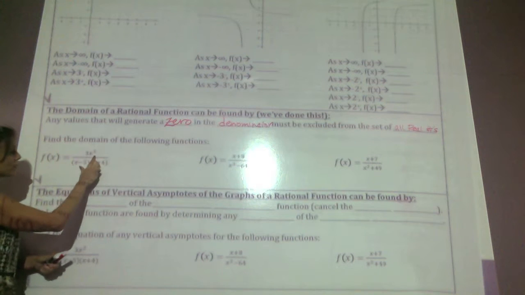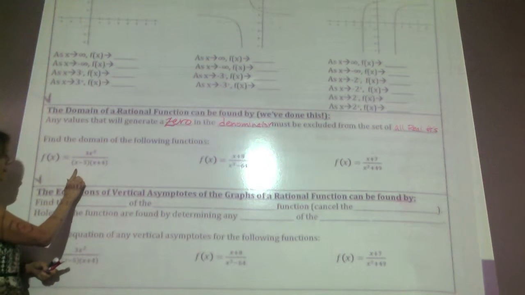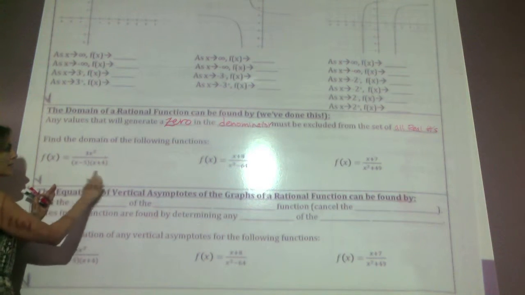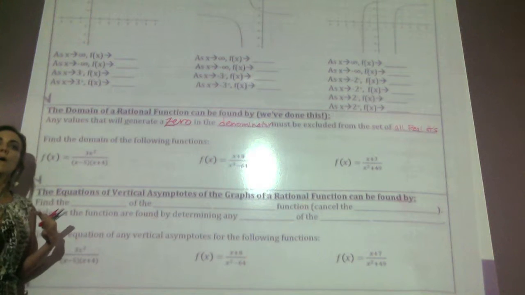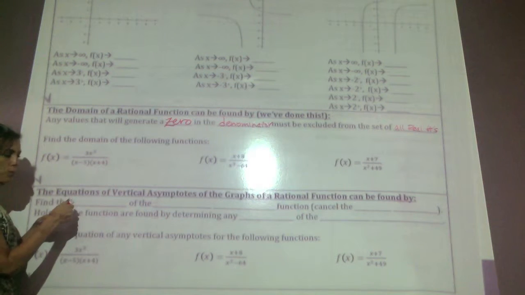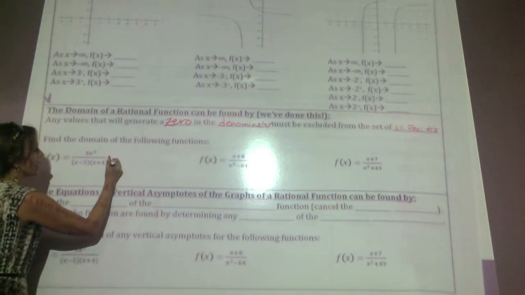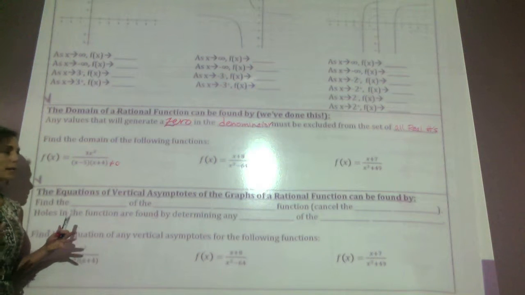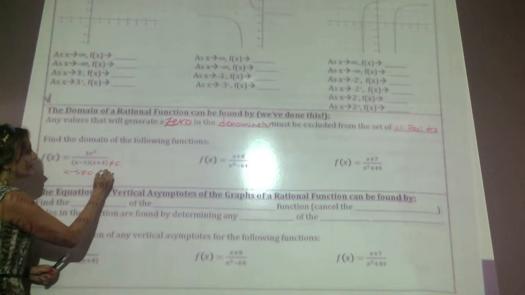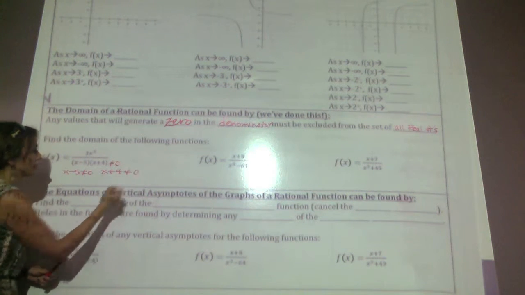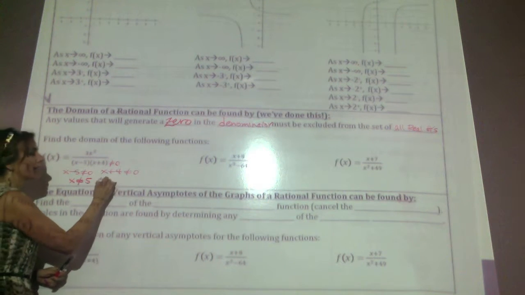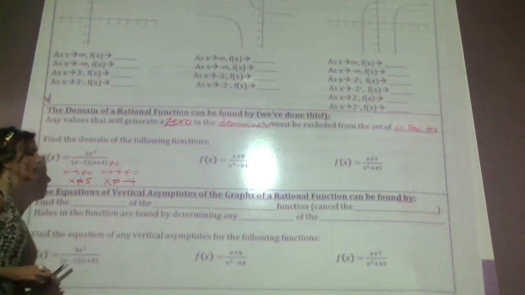We have 3x squared divided by the product of x minus 5 times x plus 4. So obviously we see that we have a denominator function, and there are values that are going to give us zeros when we sub them in for x. So we just take that denominator and set it not equal to 0. What's going to create us issues? So we can say x minus 5 cannot equal 0, and x plus 4 cannot equal 0. So our domain, x cannot equal 5, and x cannot equal negative 4.